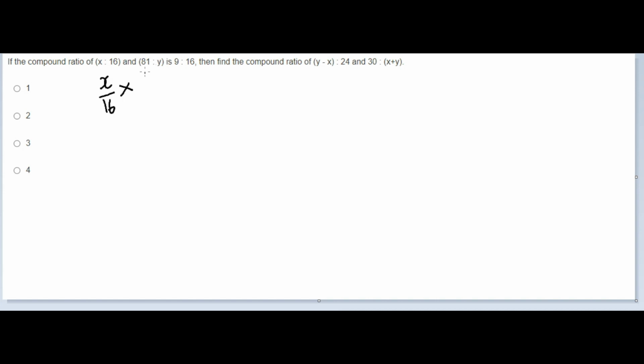81 is to y. 81 is to means what? 81 divided by y. "Is to" always means divided. Okay, 81 divided by y. That's equal to, "is" means equal to, what is 9 and 16? 9 by 16. Okay, it's very simple.